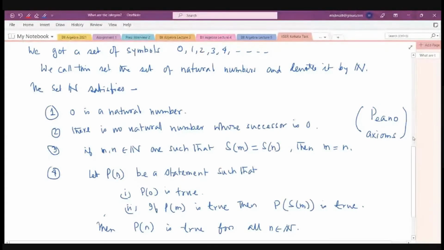Some interesting, and you know that the fourth one, okay, so the fourth one, this one is called the axiom of induction. We all use it. This is a very powerful machinery, this axiom of induction. So far, any question?